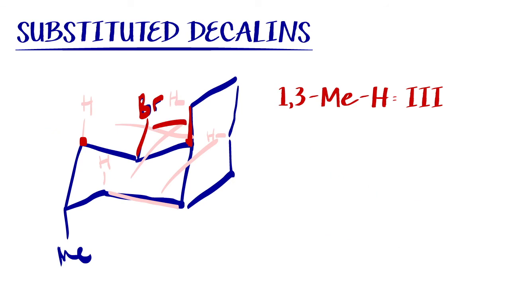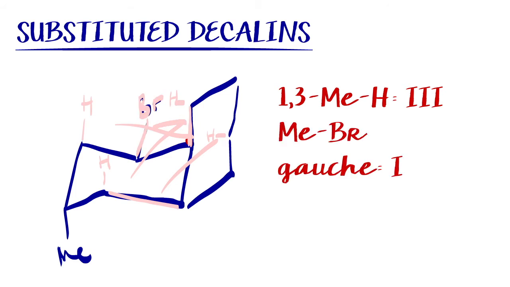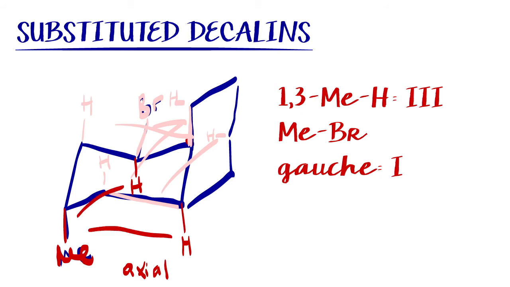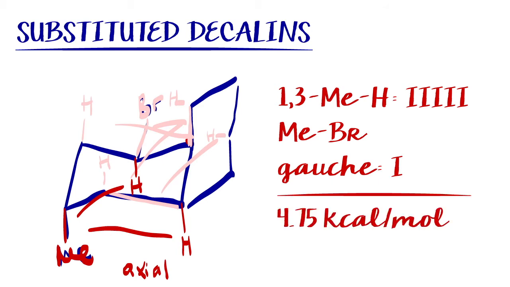Since this bromine is equatorial, there will be no diaxial interactions. Moving on to the methyl group, we check 1 carbon away for gauche interactions. There are only hydrogens, so no gauche interactions. Since this methyl is axial, we must check for diaxial interactions from groups on carbons 2 carbons away. There are 2 additional methyl hydrogen diaxial interactions, giving this conformation a total of 4.75 kcal per mole of energy.